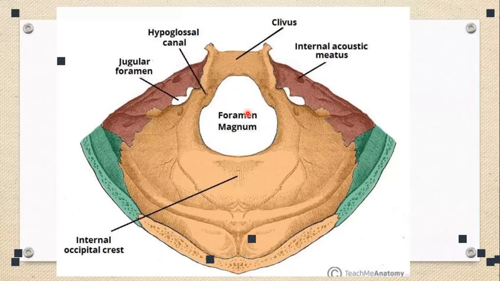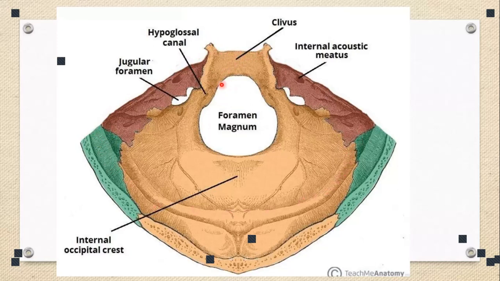Now, onto the posterior fossa. Its anterior boundary is the posterior boundary of the middle fossa, as said earlier. So it will be the superior border of the petrous temporal bone and the dorsum sellae over there. And then the posterior boundary will be mainly the internal surface of the occipital bone.